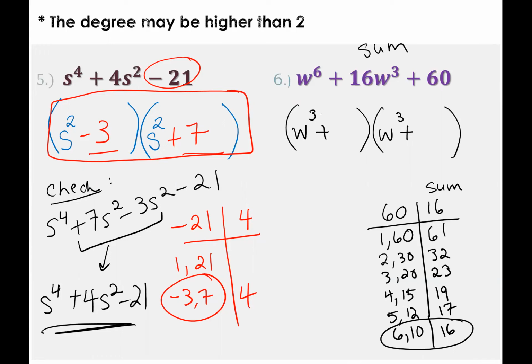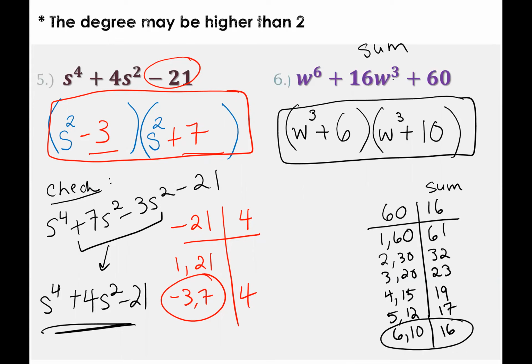So our final answer is w to the 3rd plus 6 times w to the 3rd plus 10. And when we FOIL, we would get w to the 6th, and then 10w to the 3rd plus 6w to the 3rd is 16w to the 3rd for your middle terms. And then finally, 6 times 10 would be 60.